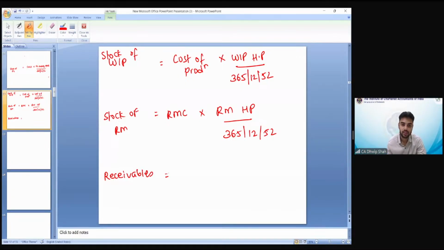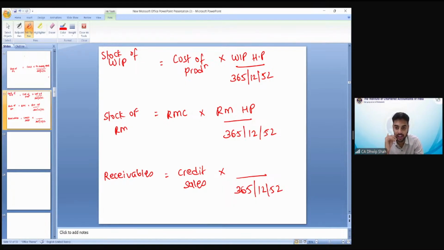Receivables is actually credit sales, multiplied by the credit period given to the customers. Let's say for 30 days, for 60 days, for 90 days, etc. So credit sales multiplied by credit period divided by 365, 12 or 52.